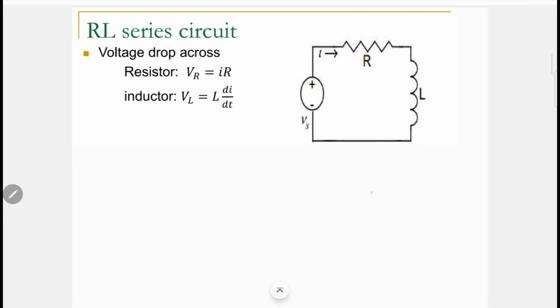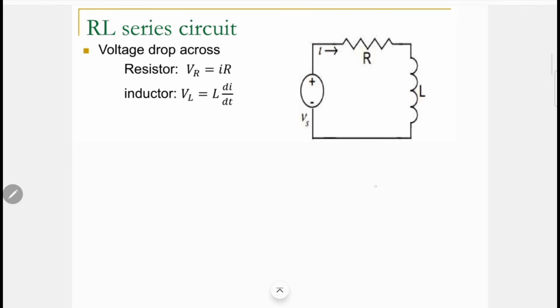So let's start with RL series circuit. We have the voltage source, the resistor, and the inductor connected in series. The voltage across the resistor is equal to current times resistance. And the voltage across the inductor is inductance times di over dt.